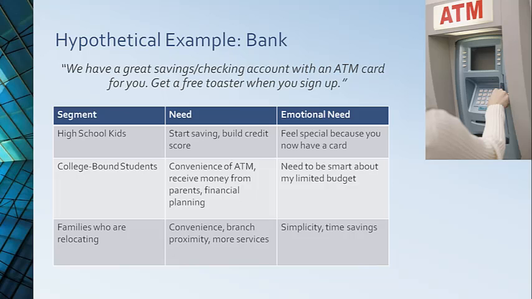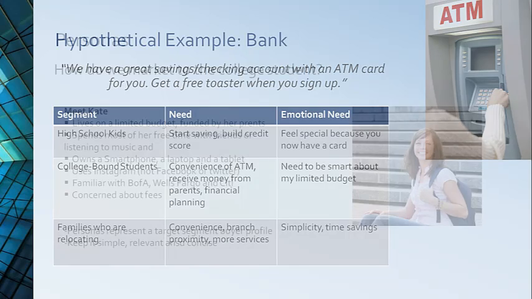So now imagine you're the marketing manager for this bank, and you have this information, and you know exactly what percentage of your target customers, the ones you're going after, are high school kids versus college-bound students versus families who are relocating, and then you assign a marketing budget to each one of them. Would the information about their needs and their emotional needs and the knowledge about having 3 different customer segments be useful for you? What would you do differently? I think it's extremely powerful.